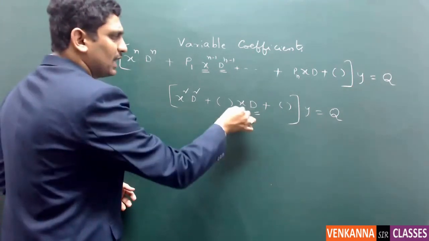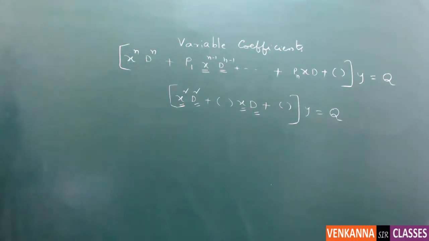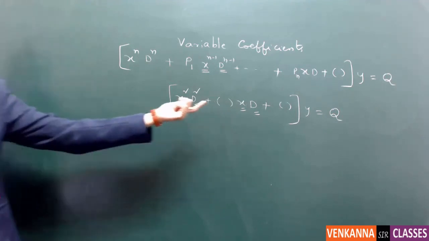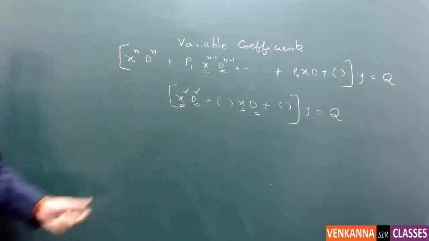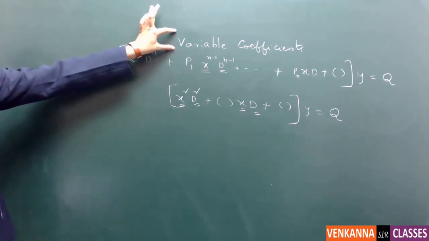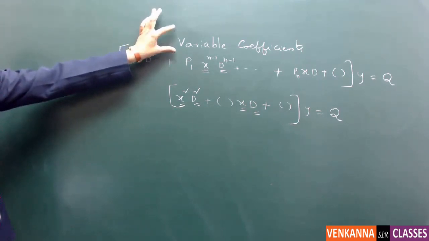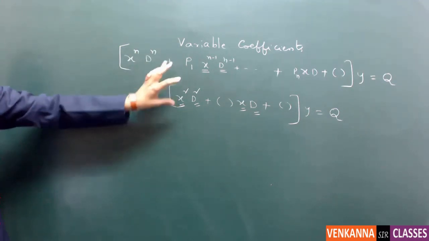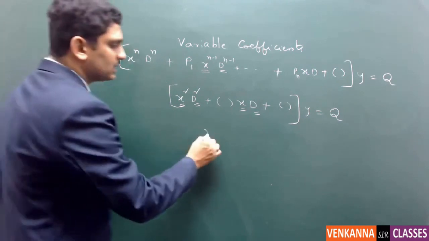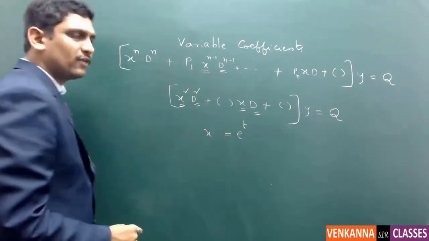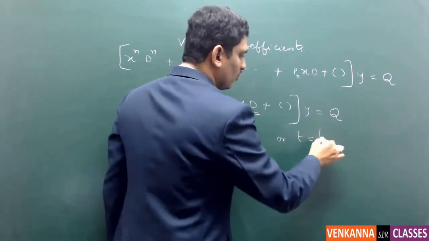See, power of D and x must coincide. Fine? Are you getting the idea behind it? So please take a note of that. The procedure to solve this equation is, in place of xD, we go for a substitution. In other words, we are converting variable coefficients into constant coefficients by means of a substitution. You substitute x equal to e^t or t is equal to log x.